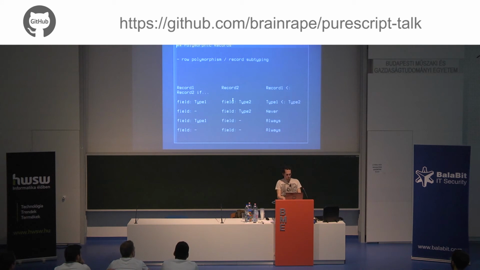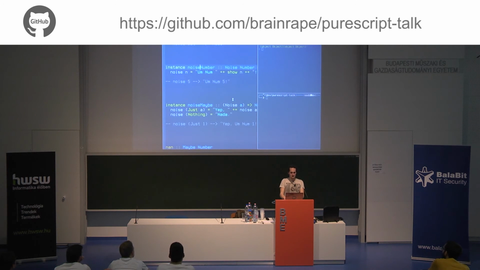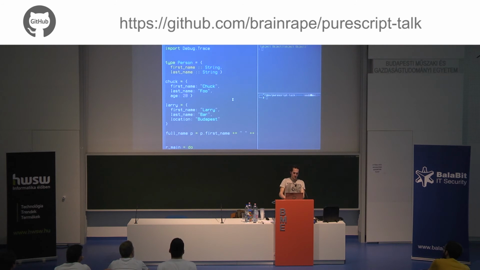All right. So another interesting feature that is very nice, especially in the dynamic language context, is polymorphic records. Records, we all know record types. They're like sort of these objects. So that I can define, say, Chuck, who is a first name, last name, age. And in PureScript and in other statically typed languages, I can define a type for Chuck. And this type is person.